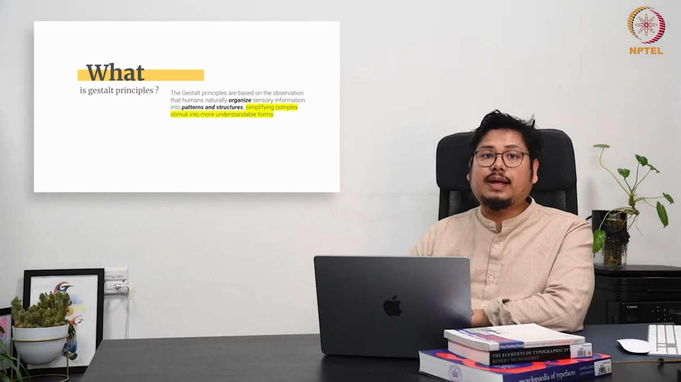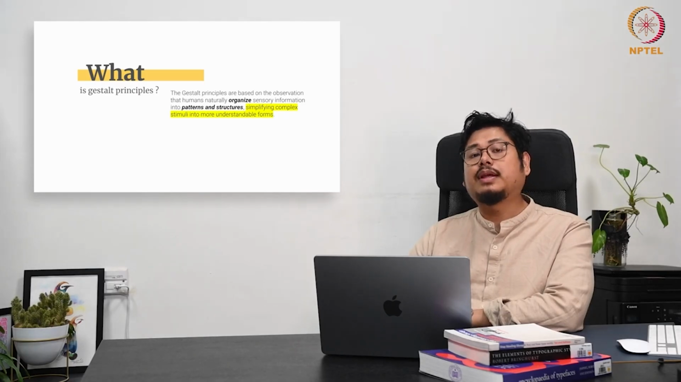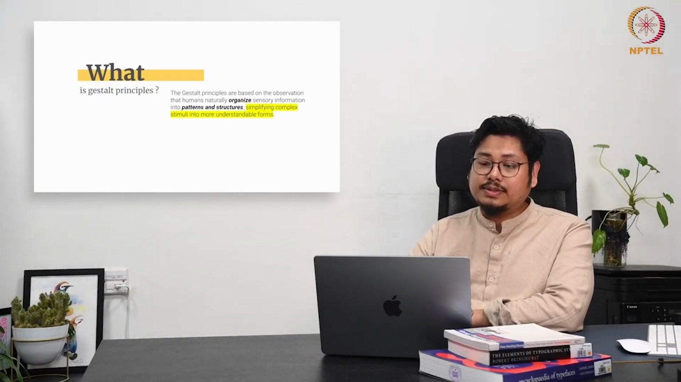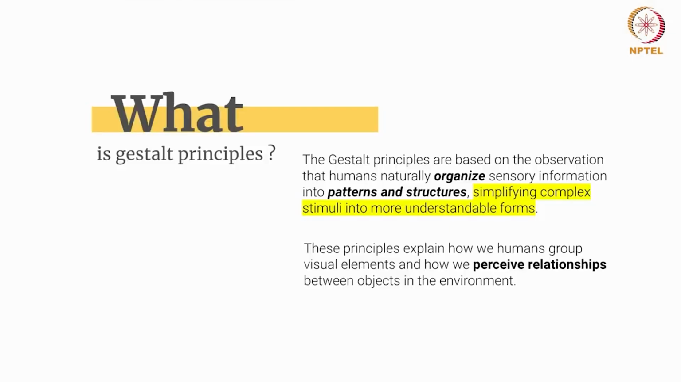This approach contrasts with traditional psychology, which focused on breaking down perception into individual elements. With this we will also try to see what it actually means. The principles explain how we humans group visual elements and how we perceive the relationship between objects and the environment. Again, how we process the information present in front of us, and how we correlate with that and create meaning out of it, is the other part.